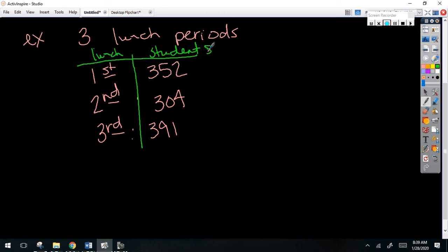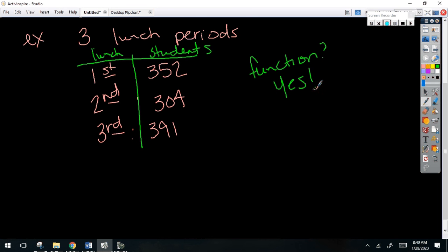Is this a function? Yes or no? Why? Good job, George. Every single x has one and only one y that goes with it. I think I might have written that backwards in your very first sentence. I think I might have put output where input should be. Okay, all right. So, yes, this is a function.